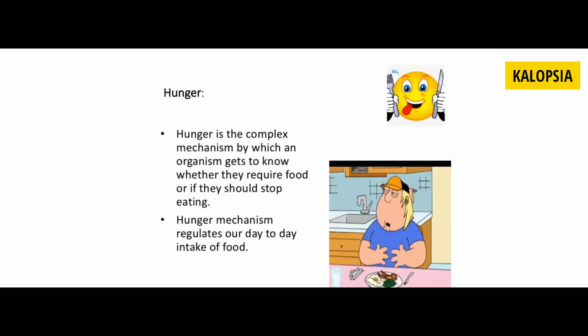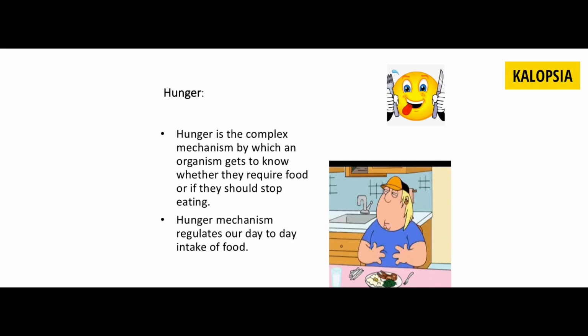The next one is hunger. Hunger is a complex mechanism by which an organism gets to know whether they require food or if they should stop eating. Hunger mechanism regulates our day-to-day intake of food. So hunger mechanisms tell us whether we should eat or whether our stomach is full.